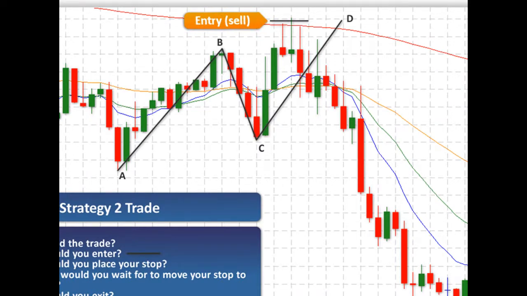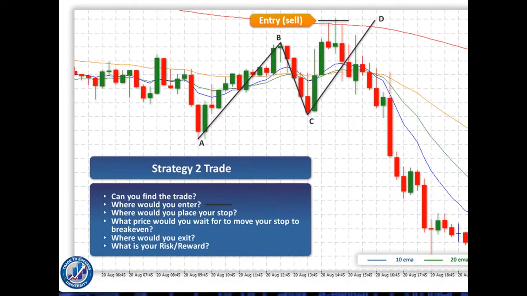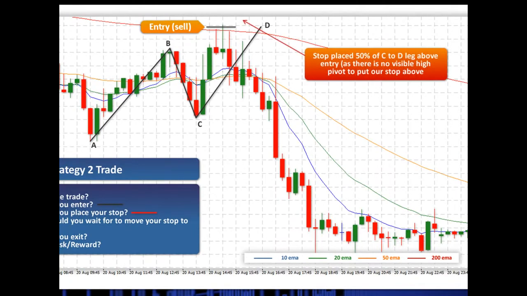What about our stop? Well, there's no point pausing here. You can't see if there is any sort of previous pivot high to the left, but that's precisely what I wanted to portray here: if there is nothing visible, even if there was price on the left going higher, but there was no pivot high for some reason, or the pivot high is way too far, then what would you do here? Of course, you're going to place your stop 50% of the C to D leg above the entry. So your stop is going to go a lot higher, obviously off the chart.